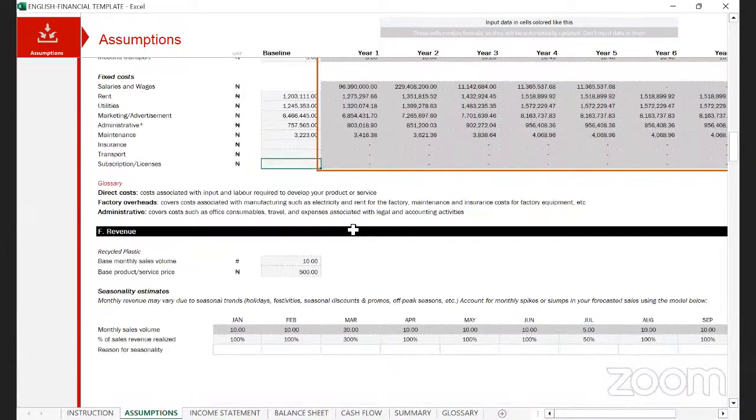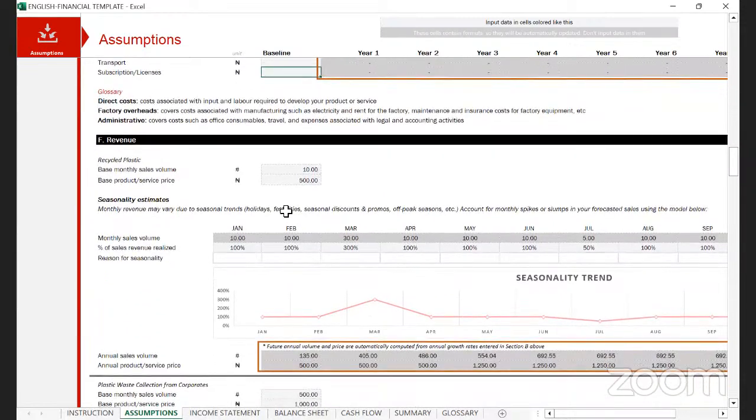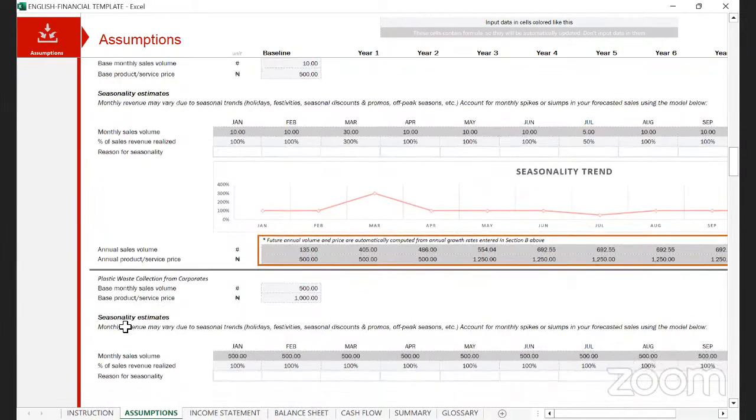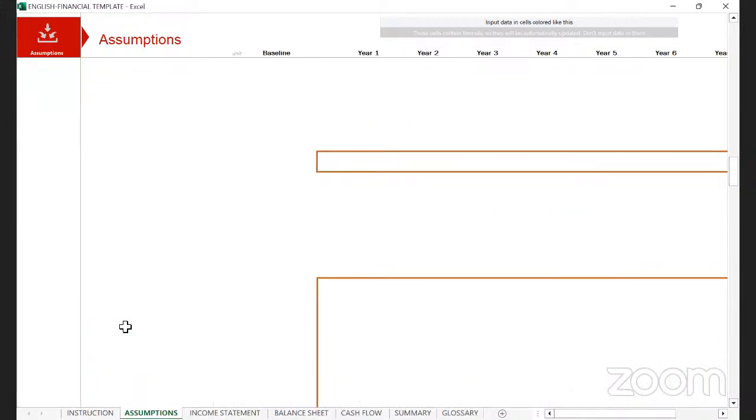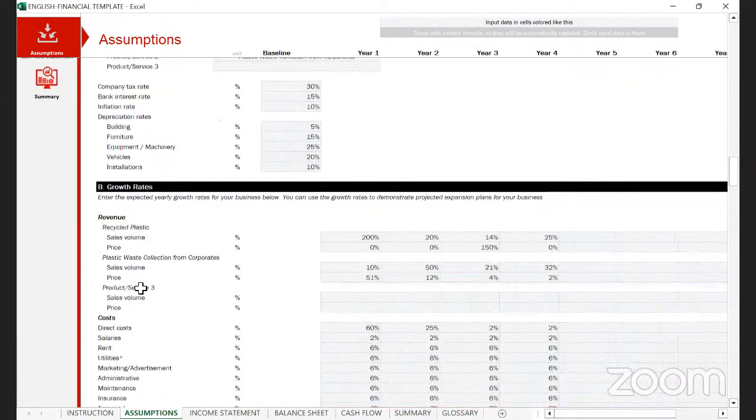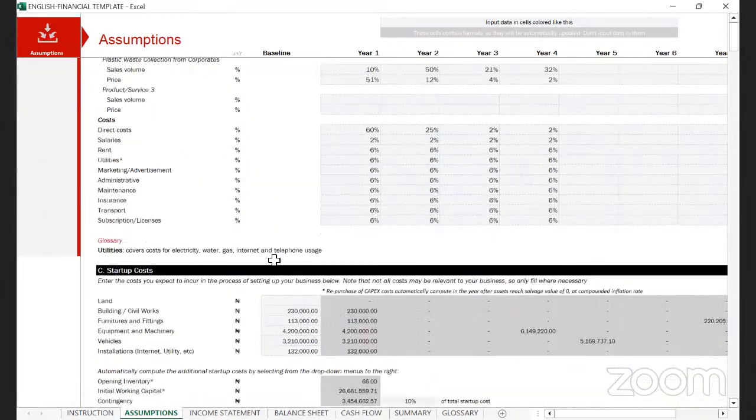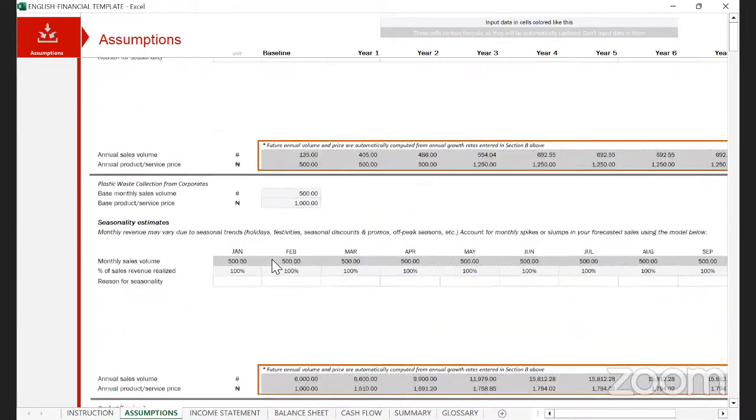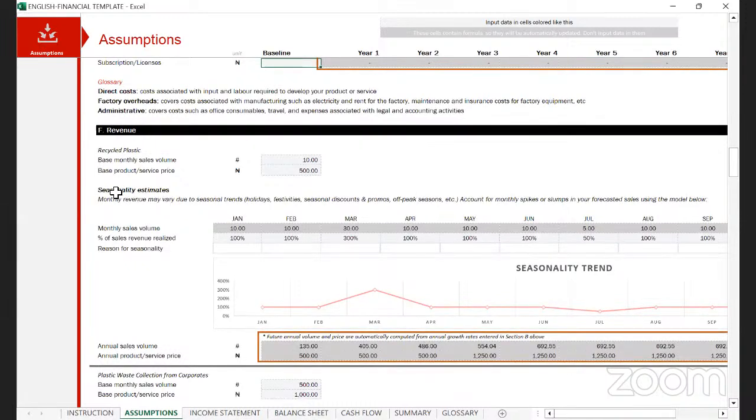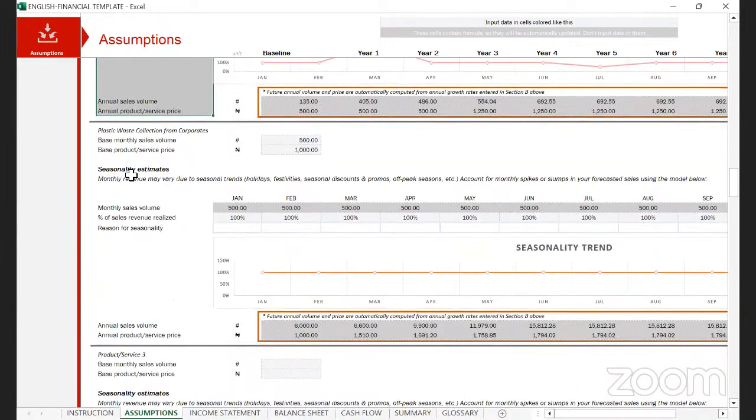The next section is section 6, revenue. And we have indicated you would see a revenue section. This revenue is split into 3 sections to account for the 3 different types of products or services that you listed here. So you see recycled plastic, plastic waste collection from corporates, and those. Over here, this section is for product 1, which is recycled plastic. This section here is for product 2, plastic waste.